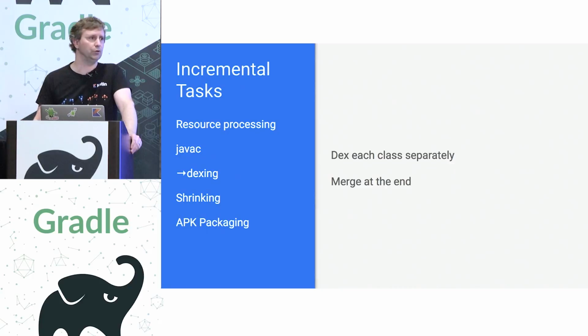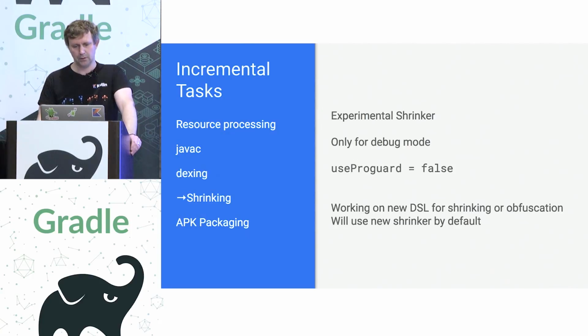Dexing, we used to dex everything at once, basically, or at least per jar, like per module or per dependency. At least for the sub-modules now, we're doing it on a per class basis, and we do a merge at the end. That was introduced in 3.0. I think we started in some version of 2.4, which was renamed 3.0, but it should be there and it should be faster.